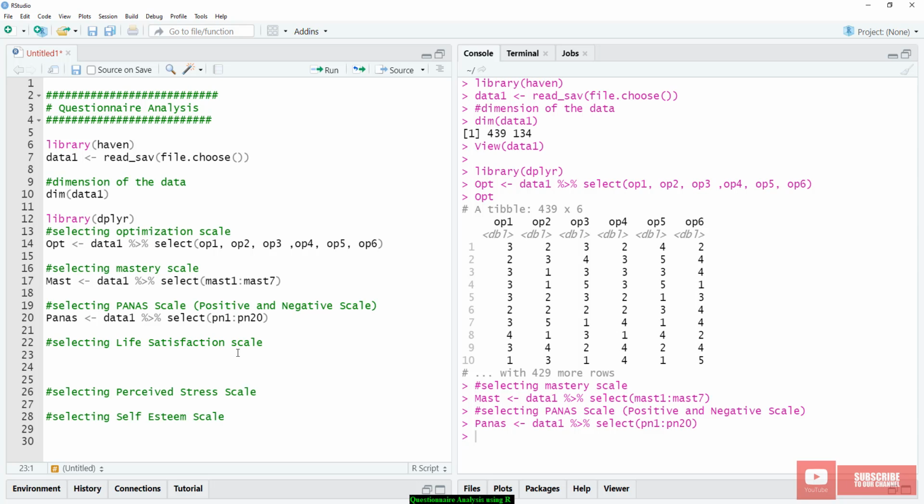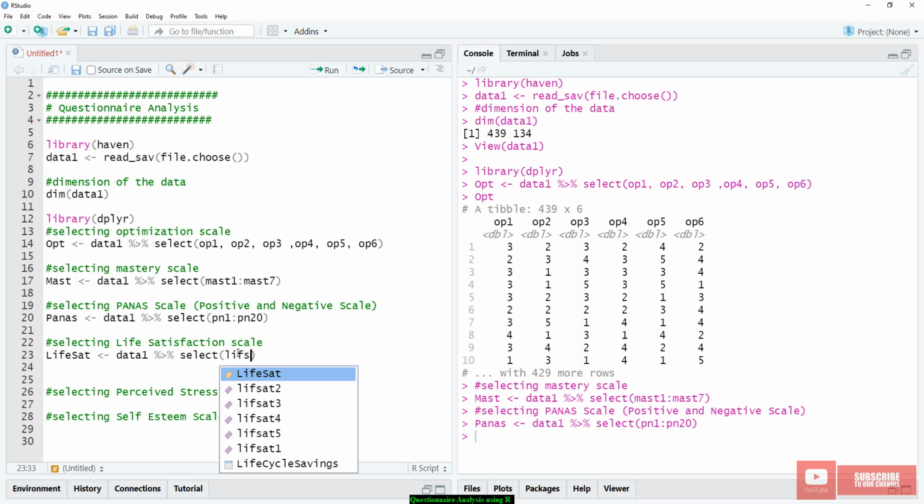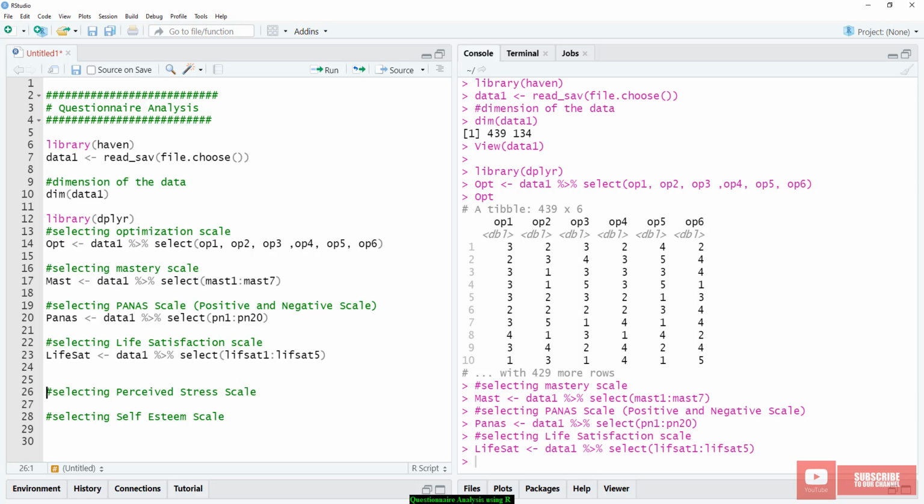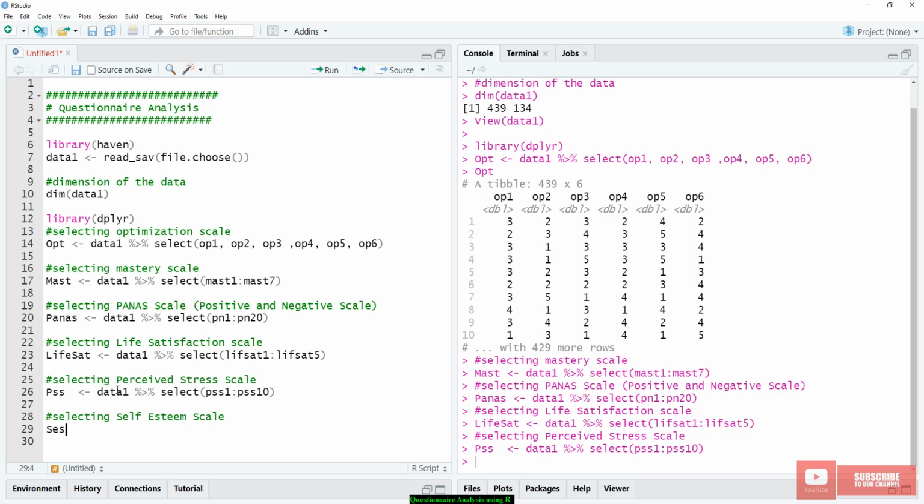And then selecting the life satisfaction scale. So life stat. So 5 kan? Alright. So perceived stress, kita select PSS, data 1, PSS1 to PSS10. And the last one is data 1, select this SD1 to SD10. Right.